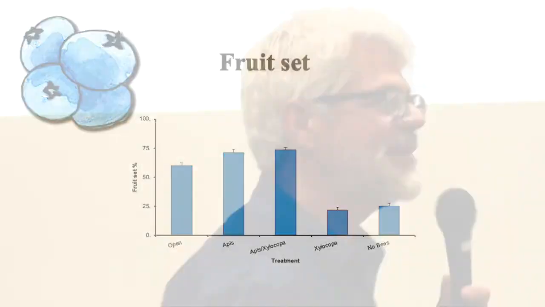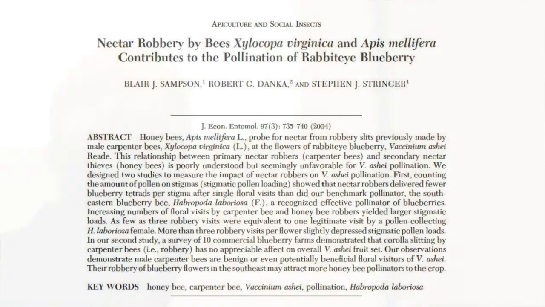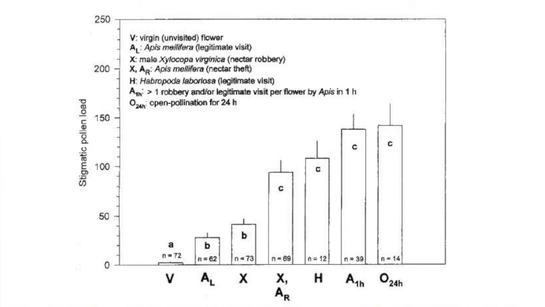But later that very same year, another paper was published in the same journal that was aware of our study, and they looked at it again. They observed that male carpenter bees are benign or even potentially beneficial floral visitors of rabbit-eye blueberry, and their robbery may attract more honeybees to the crop. This bar is the Xylocopa by itself, and this bar is the Xylocopa plus honeybees. The presence of the Xylocopa in Mississippi increased the pollen deposition by honeybees.